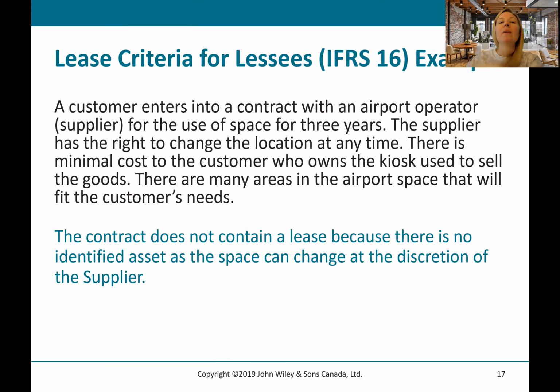Here's an example. A customer enters into a contract with an airport operator for the use of space for 3 years. The supplier has the right to change the location at any time. There are minimal costs to the customer who owns the kiosk used to sell the goods. There are many areas in the airport space that will fit the customer's needs. Does the contract contain a lease? No, it doesn't, because there's no identified asset, because the space can change at the discretion of the supplier.